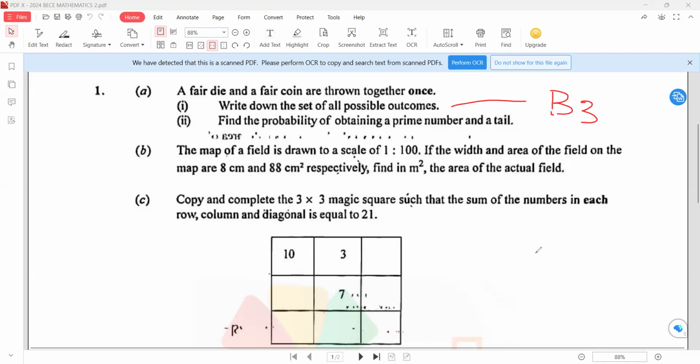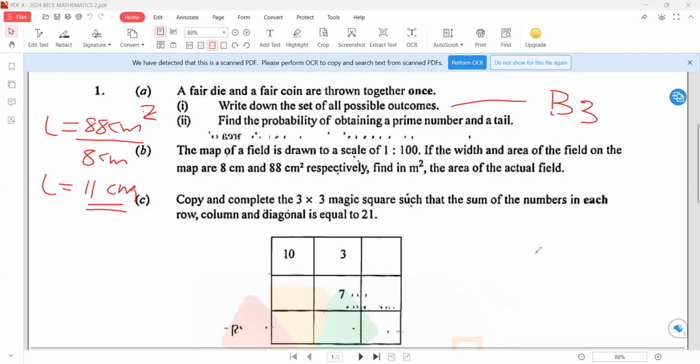Then afterwards, you change each of them, then you solve for the actual length of the field. So that approach is such that the person using that approach will find the length first, area divided by the width, and that should be 11, right? Area is 88 cm squared divided by the width, 8 cm, that will be 11 cm. Then that is for the length of the field on the map.